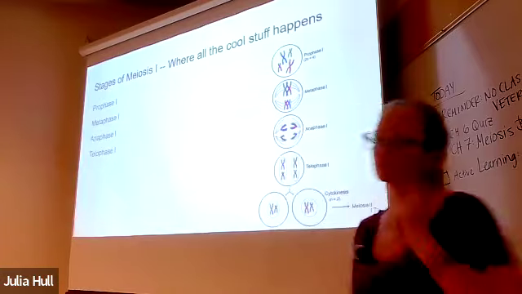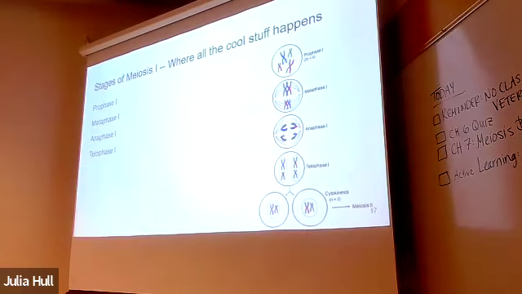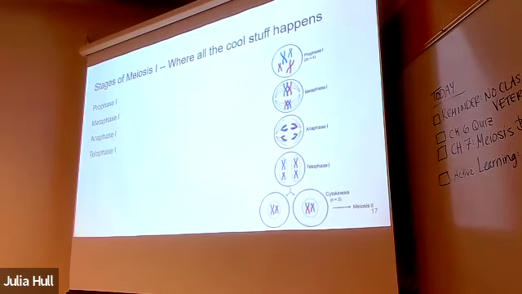So here we go. We start with meiosis 1. This is where all the interesting parts of meiosis happen. All the things that keep it different from mitosis are going to happen in meiosis 1. So when I ask at what stage crossing over occurs, you're going to think, well, I know it's meiosis 1, because that's where all the cool stuff happens.